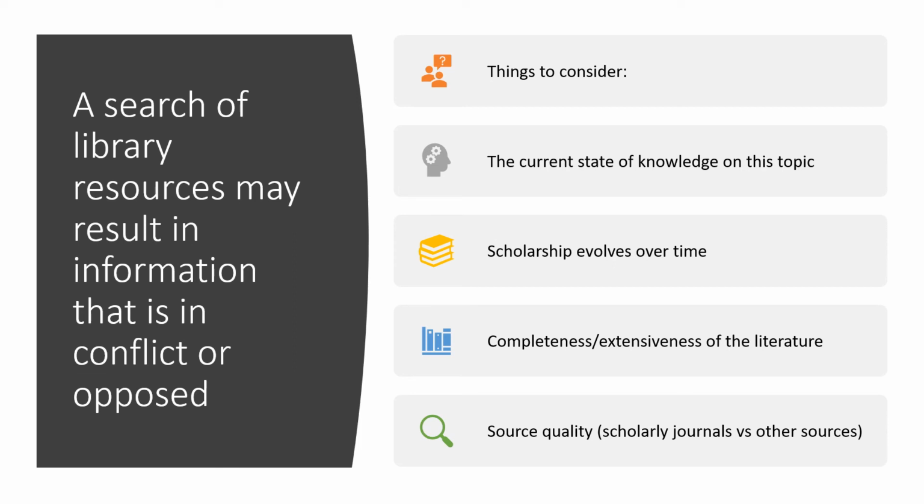As you search the library databases for evidence, you may discover that sometimes the information you find may contain conflicting or opposing information. This is not uncommon, and there are several reasons for this. Scholarship is constantly evolving. For example, if you located an article on cancer treatment written many years ago, it may contain findings that are dramatically different than an article written today.